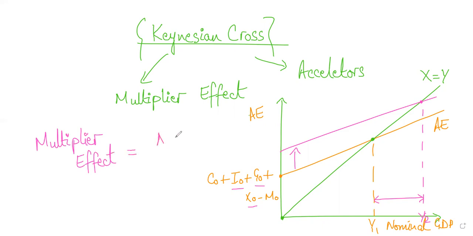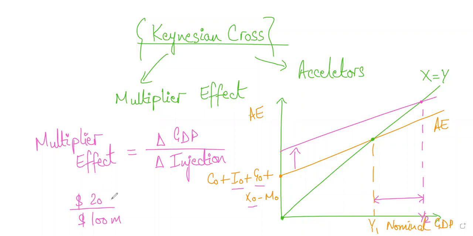So change in GDP divided by change in injection, right? Injection can be one of three types: either investment, or government spending, or exports. Let's look at an example. The example we were discussing yesterday: if an economy increases its injection by 100 million, and corresponding to that 100 million, there is a 200 million increase in the GDP, this means that your multiplier effect was 2. Does it make sense?